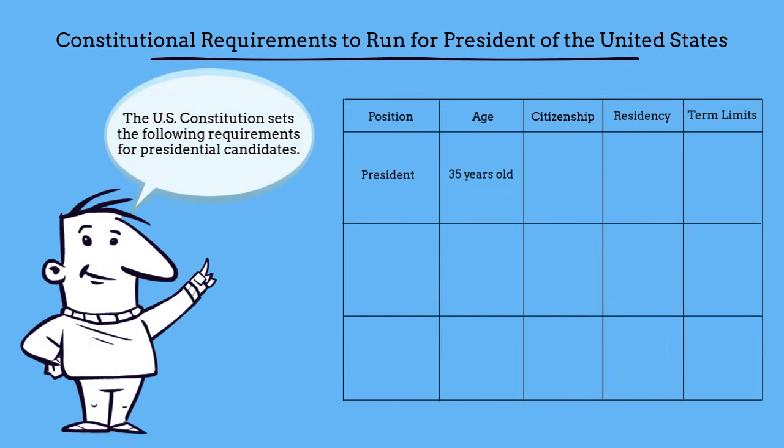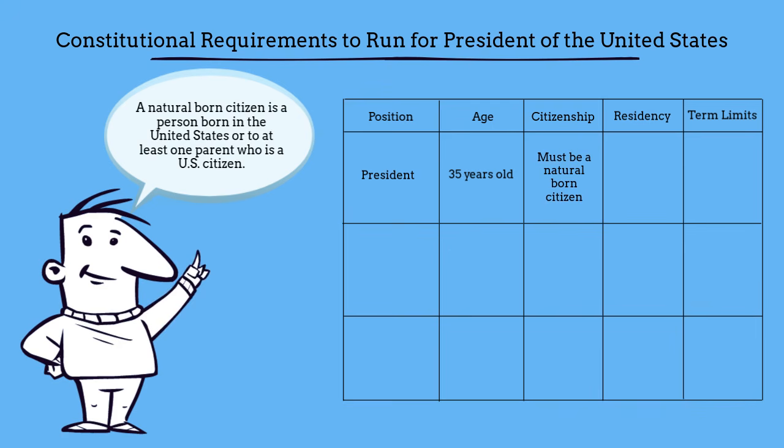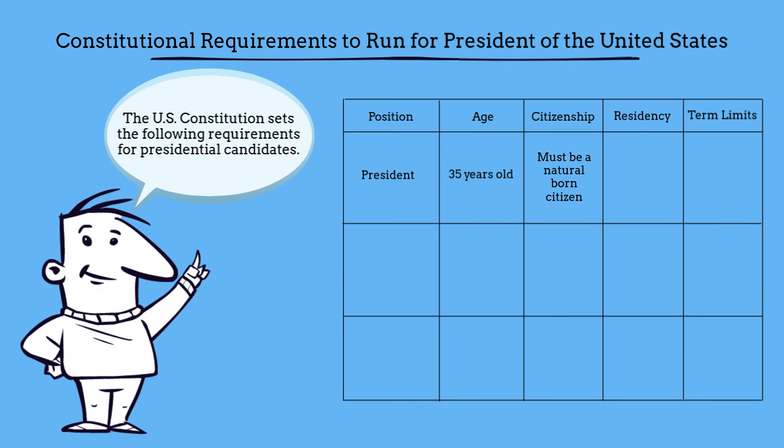1. Be at least 35 years old. 2. Must be a natural-born citizen. A natural-born citizen is a person born in the United States or born to at least one parent who is a U.S. citizen. 3. Must live in the United States for at least 14 years. And 4. He or she can serve for 2 4-year terms.